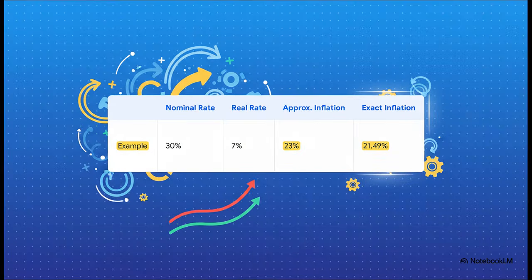Imagine your investment is earning a nominal rate of 30%, and your goal is a real return of 7%. The simple formula would tell you that inflation is 23%. But if you run the numbers with the exact formula, you find out the actual inflation rate is 21.49%. That's a pretty big difference, and when you're dealing with your own money, that kind of precision is everything.